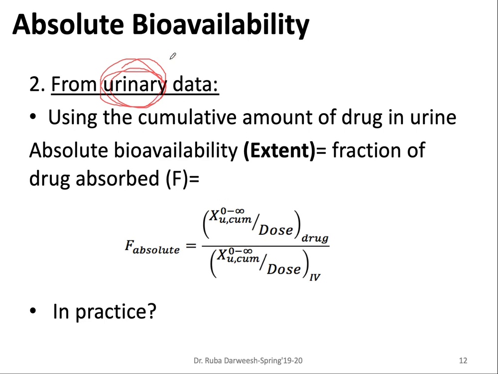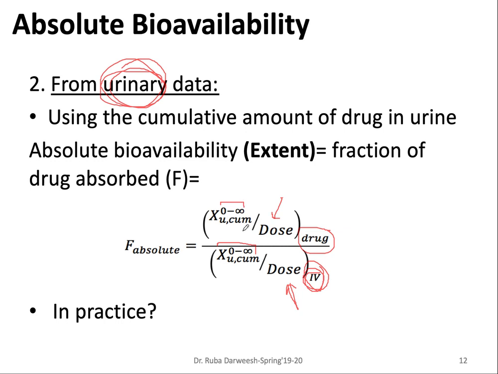We can use also urine data to determine the absolute bioavailability. The same thing, we are using total amount excreted cumulative in the urine of the drug that I'm interested in over the total amount from 0 to infinity for the IV, which is our standard or reference, correcting that to the dose of each one of them, as I just mentioned. But again, if you have the data of this, which is usually not practical, you can use them.